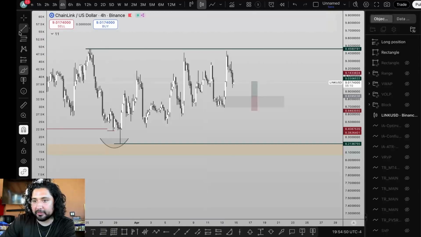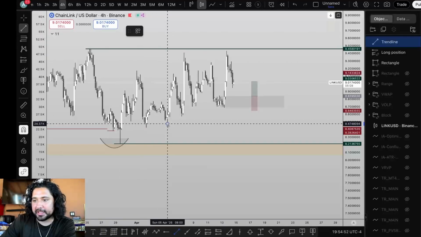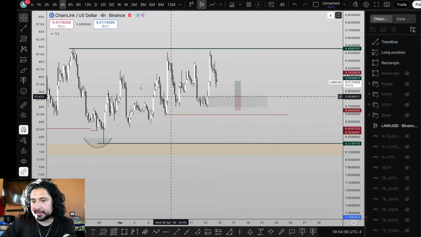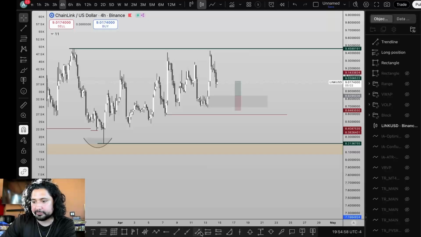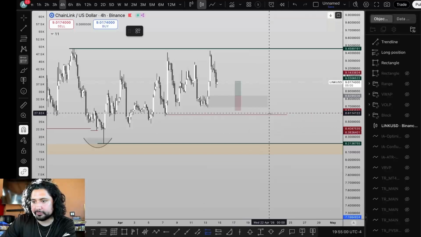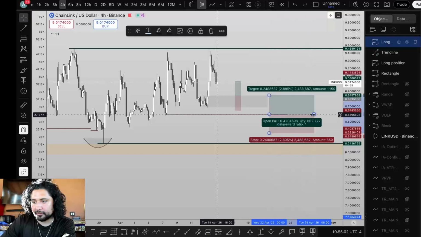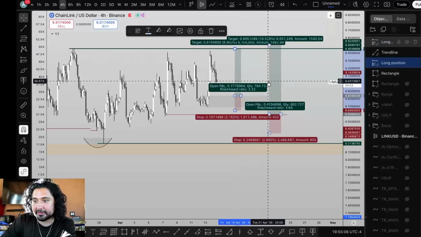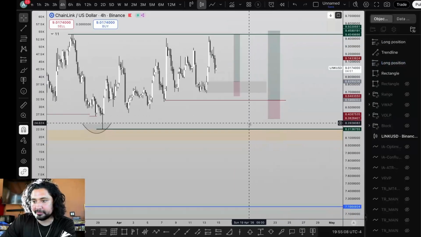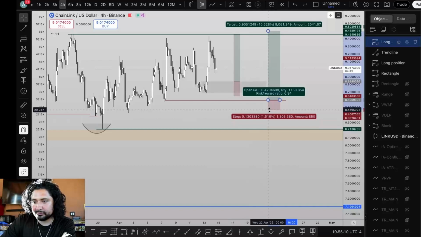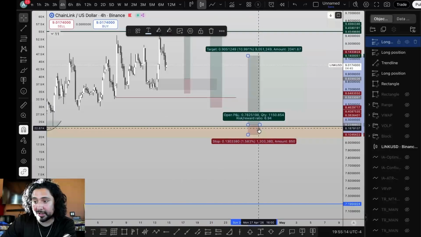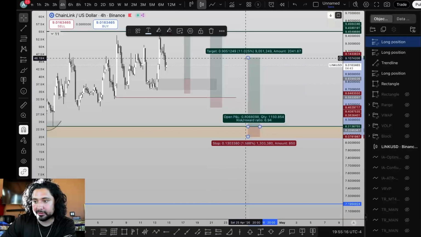My next long potential will actually be right here at this level, obviously targeting this high, but these are going to be swing longs. And then my last long trade will obviously be on this low.